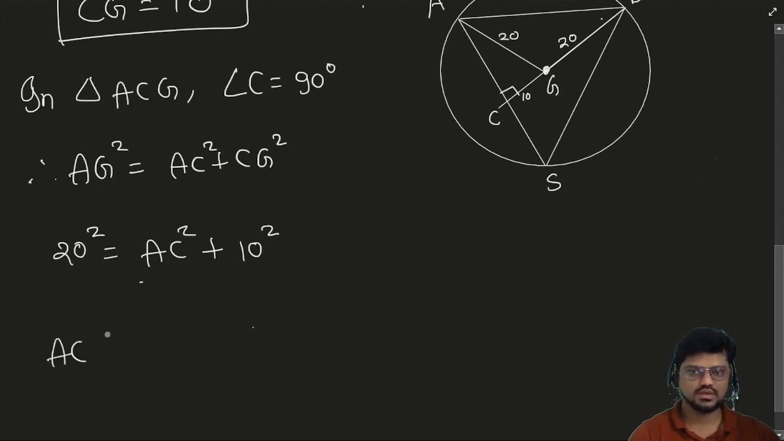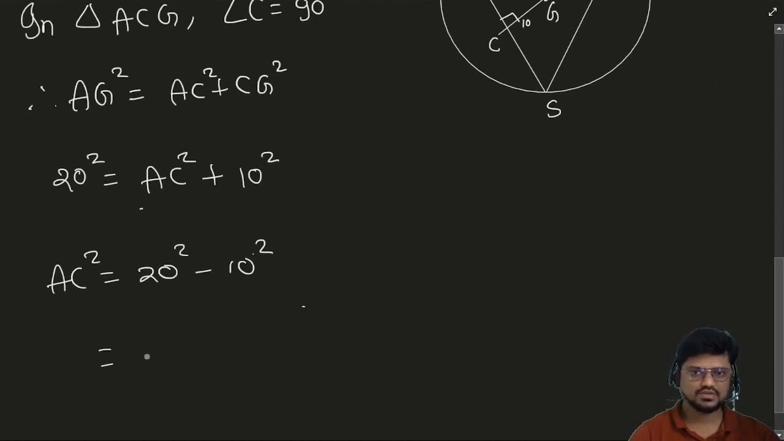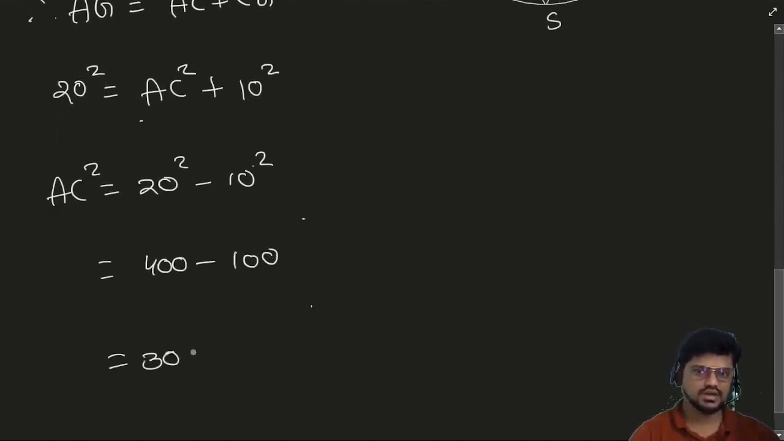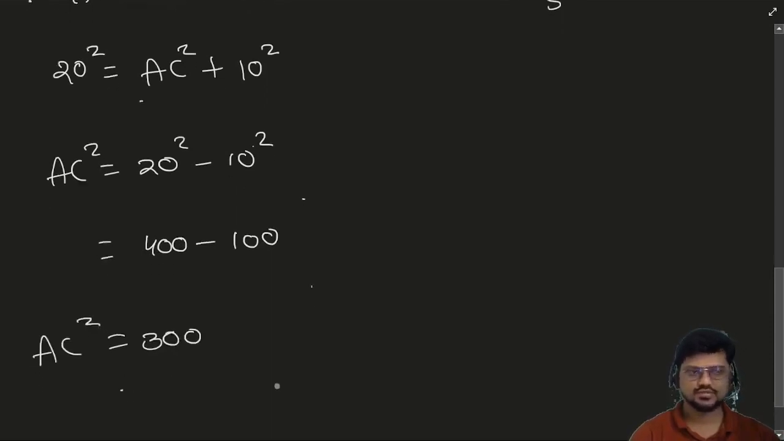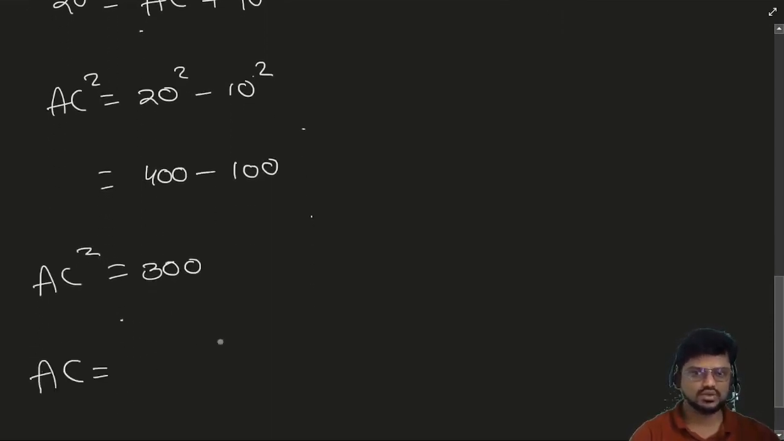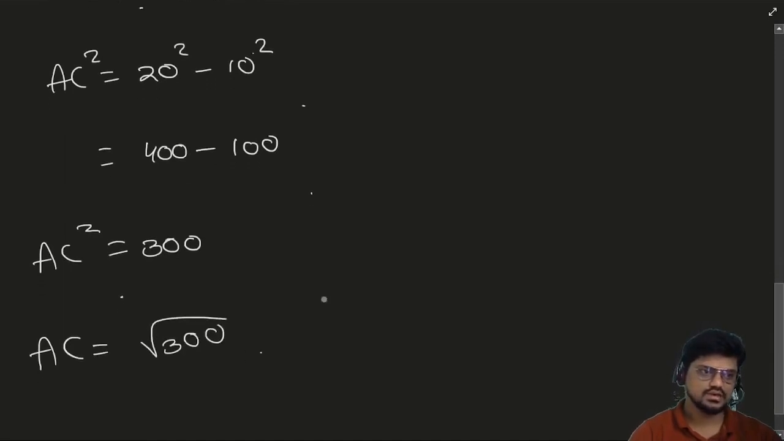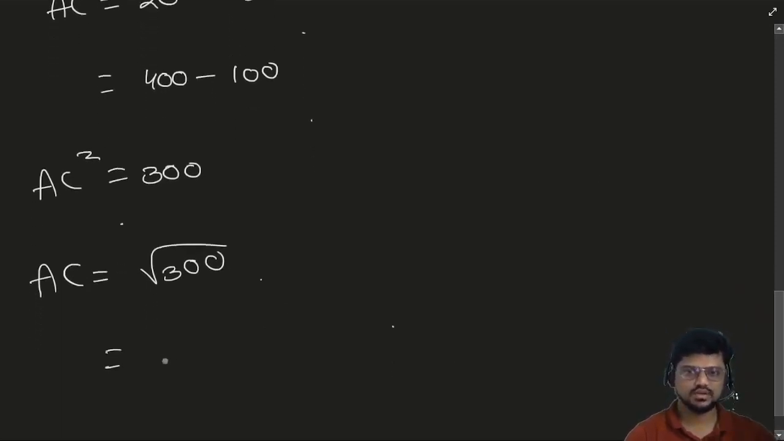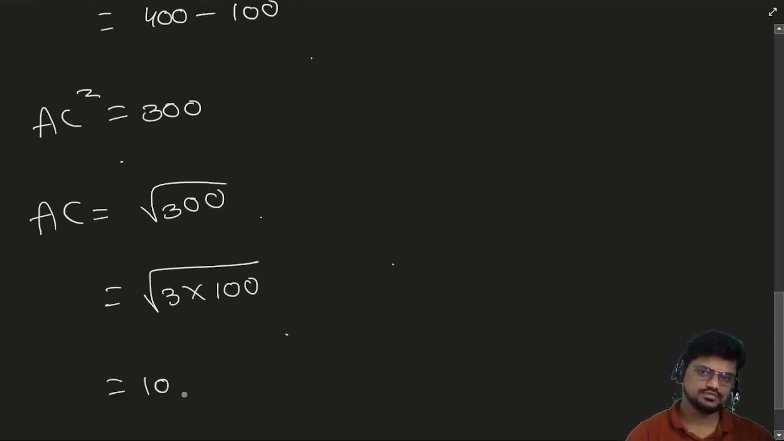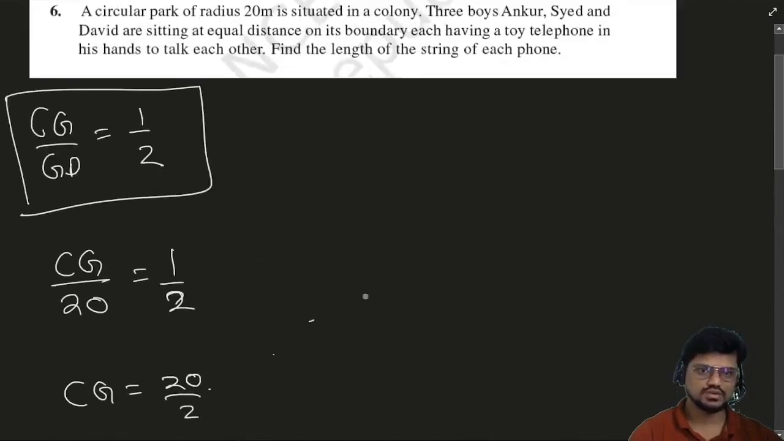So what I get? AC square equals 20 square minus 10 square, which gives you 400 minus 100, which gives you 300. That is your AC square. So the value of AC will be root of 300. That will be root of 3 into 100. So that is 10 root 3. So the value of AC is 10 root 3.